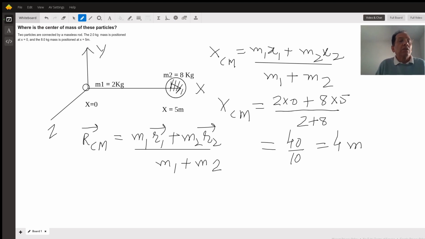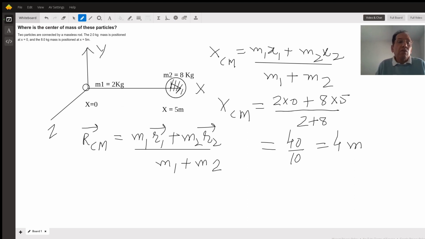Here the question says two particles are connected by a massless rod. The 2 kilogram mass is positioned at x equals 0 and the 8 kilogram mass is placed at x equals 5 meters. Then you find the center of mass.